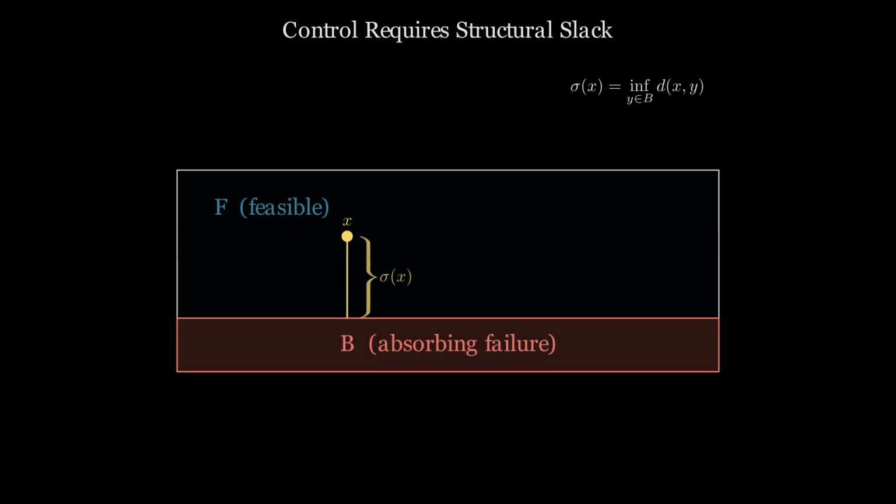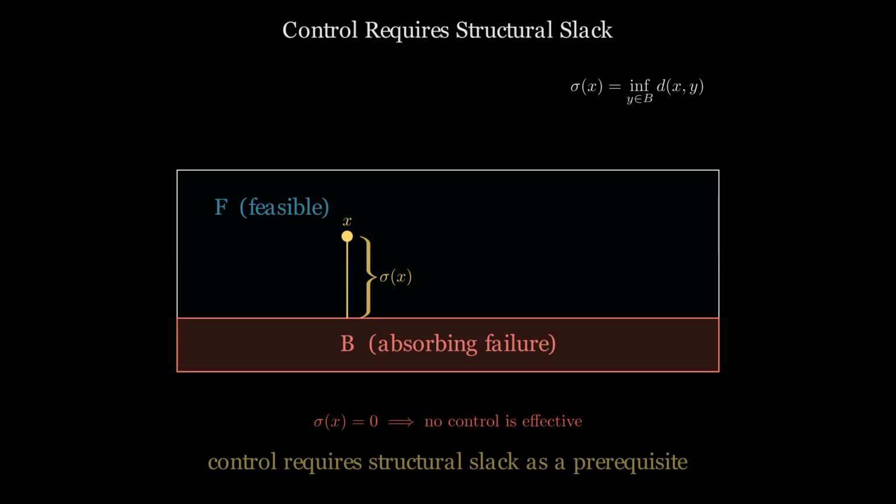Control of a dynamical system requires that the system state remain at positive distance from the failure boundary at the moment the control action is applied. This distance is called structural slack. It is the minimum distance from the current state to the absorbing set, measured in the geometry of the state space. When structural slack is 0, the system is on the failure boundary. At that point, no control policy can redirect the trajectory. Absorption is immediate and certain.